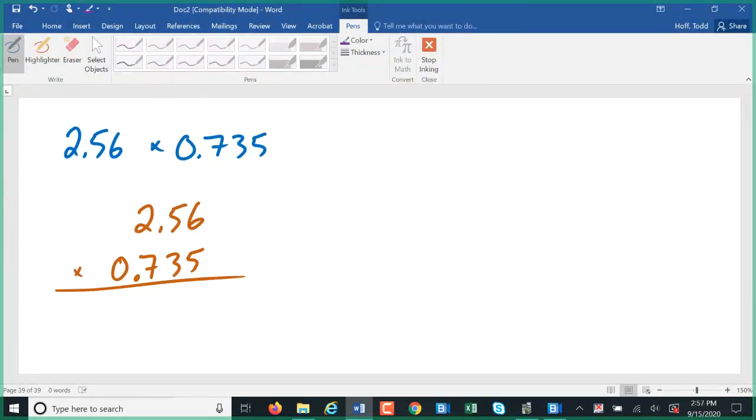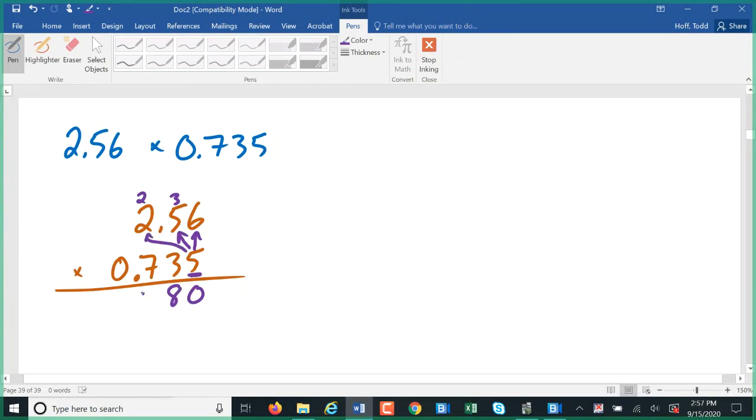Just like with whole numbers, I'm going to start with the last digit of the bottom number, and I'm going to multiply through the top number. 5 times 6 is 30, so that's 0, carry the 3. 5 times 5 is 25, plus 3 is 28, so 8, carry the 2. 5 times 2 is 10, plus 2 is 12, so that's 2, carry the 1. There's no place to carry it, so we just move it over.